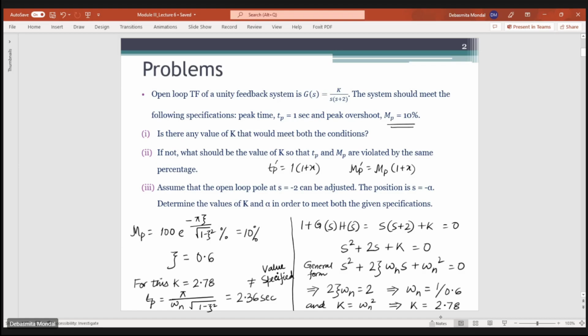So using this value of k equal to 2.78, this condition, MP equal to 10%, will be satisfied, but the other condition will not be satisfied. So then the second part of the question comes: what would be the value of k so that both this TP and MP are violated by the same percentage?